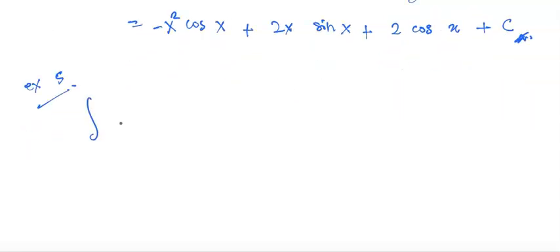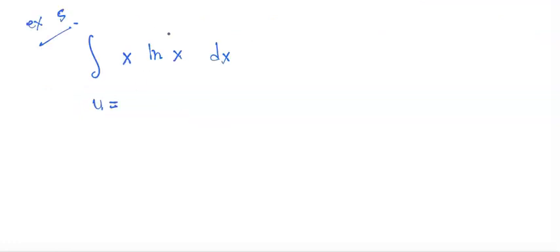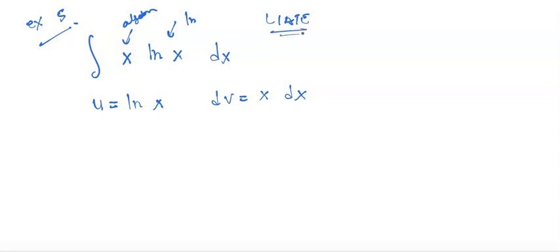Another example, this one is example 5. If you have to integrate x ln x dx, here x is algebra and ln is a ln function. So using LIAT, ln is coming first. So your u must be ln x and your dv is x dx. So you have to follow LIAT. Now differentiate ln x, you will get 1 over x, and integrate x dx, you will get x square over 2.